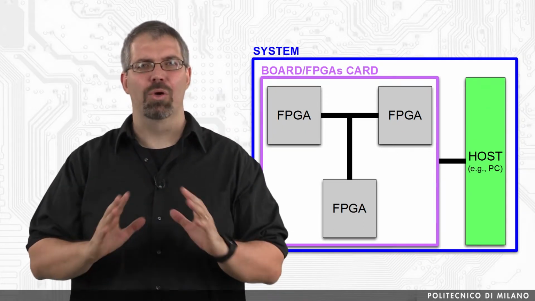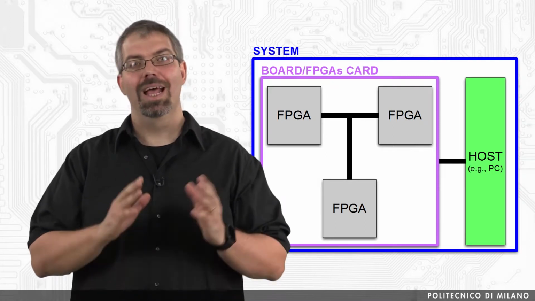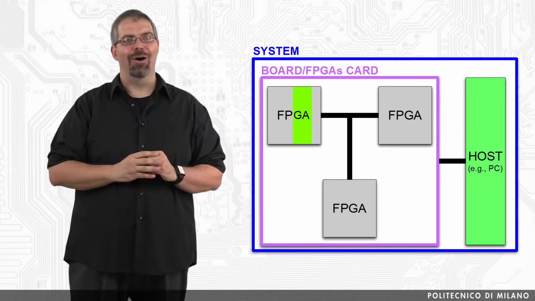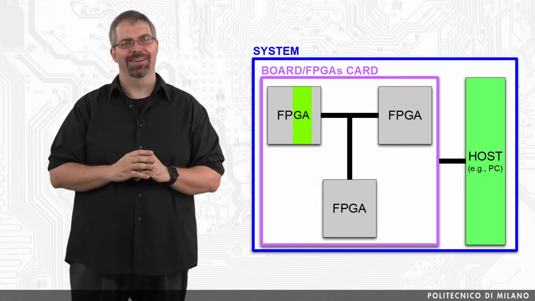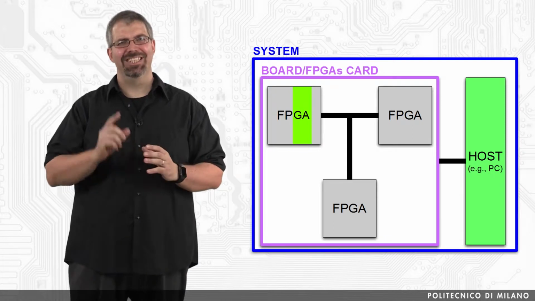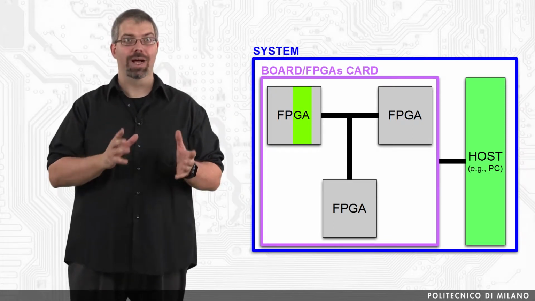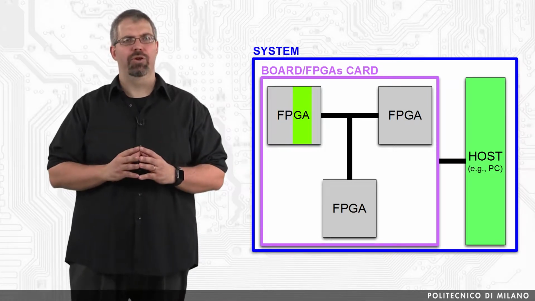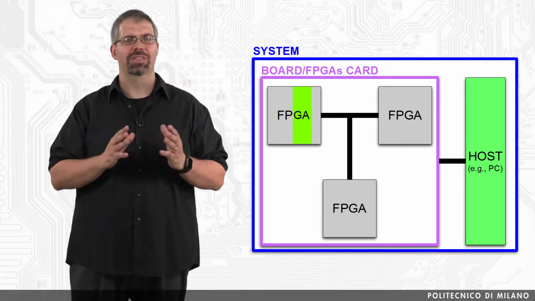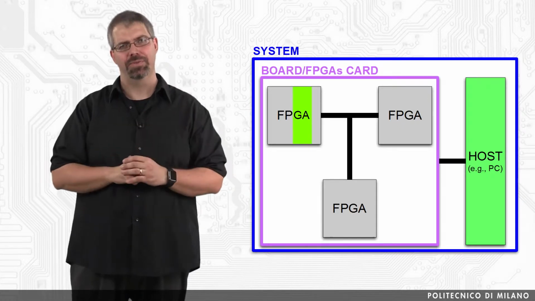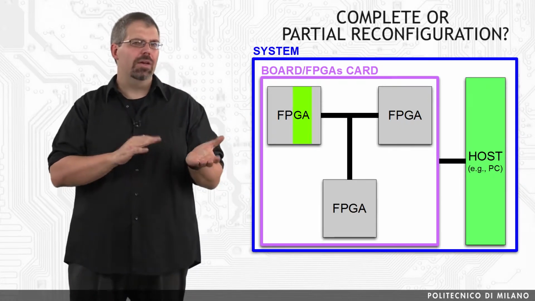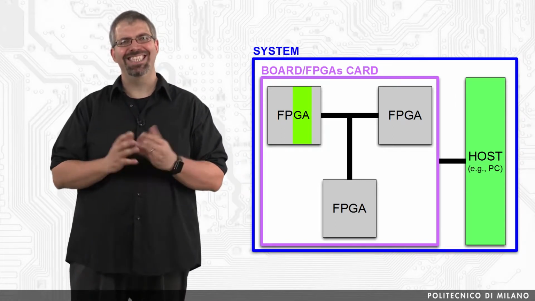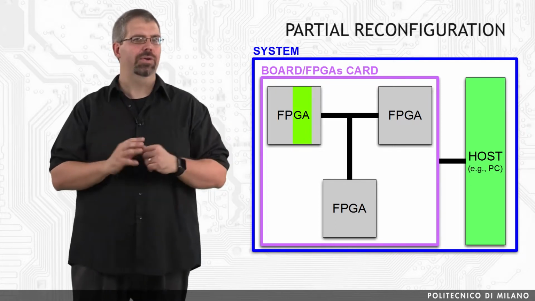Things can get even more complicated quite fast. Let us move to the complete versus partial reconfiguration scenario. Now, what if we are in this scenario? We have three FPGAs and just a portion of one of them, the one in green, is going to be reconfigured. Which one is going to be your answer if I ask you to describe this scenario depicted in this figure? Is it a complete or a partial reconfiguration scenario? As we can expect, this is a clear example of a partial reconfiguration.